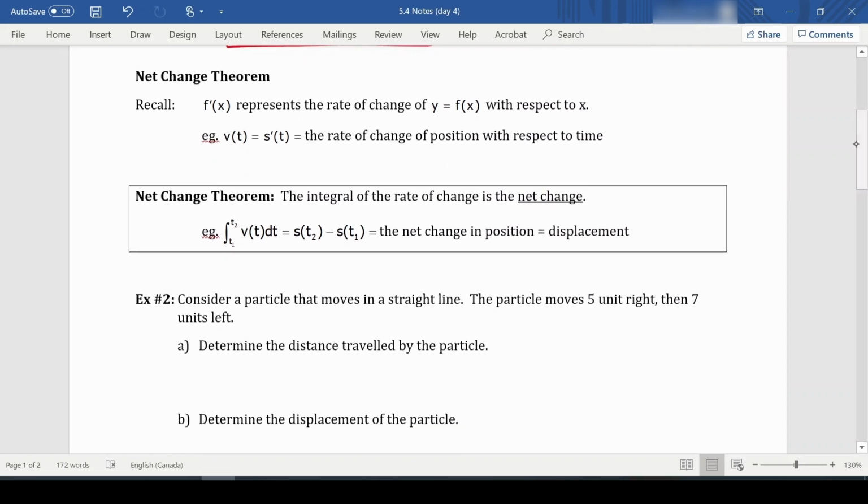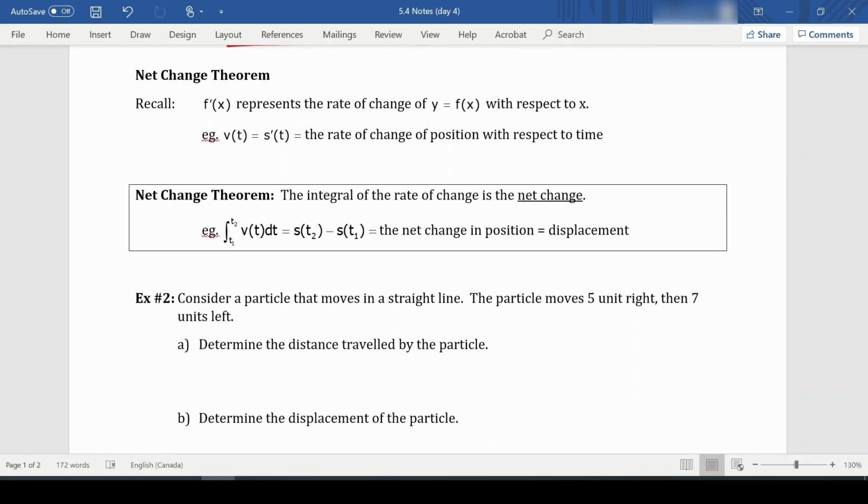All right, let's look at this next topic here. The net change theorem. Hopefully we remember that f prime of x, our derivative, represents the rate of change of y with respect to x of our function f. Another way we could write this, f prime of x was also y prime. It was also dy/dx. These were equivalent notations here. We used dy/dx specifically when we did implicit differentiation, which literally meant change in y over change in x, or your rate of change of y with respect to x.